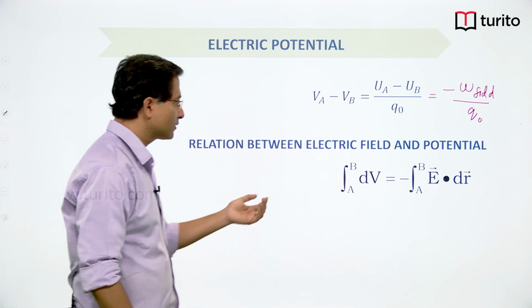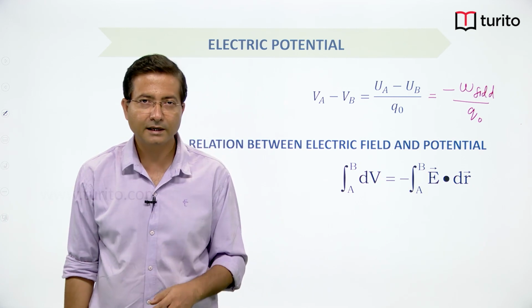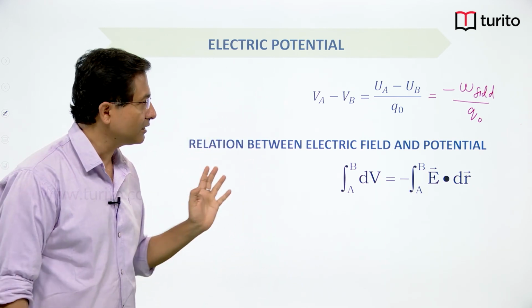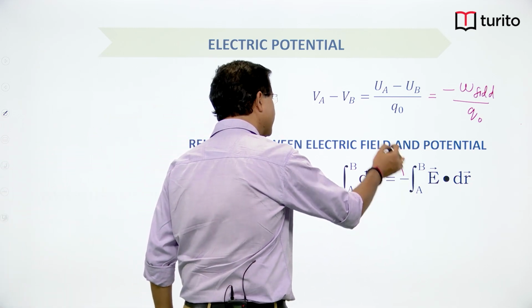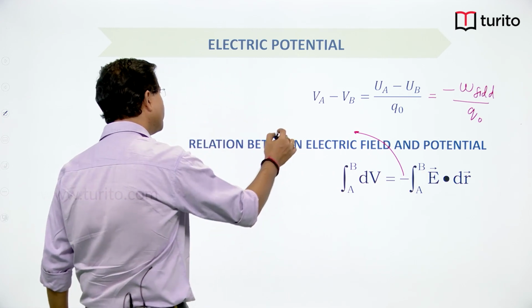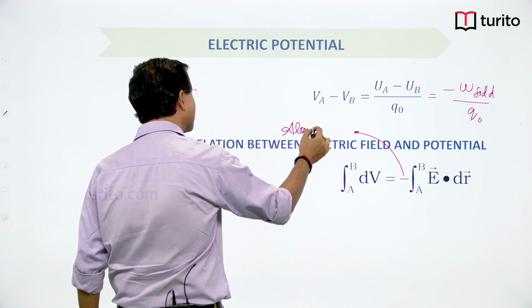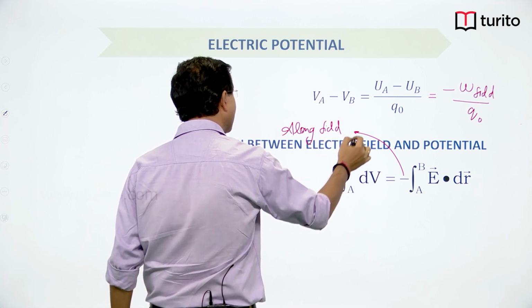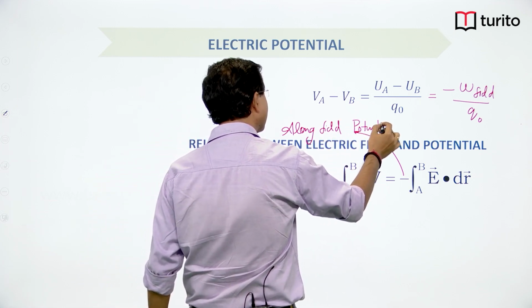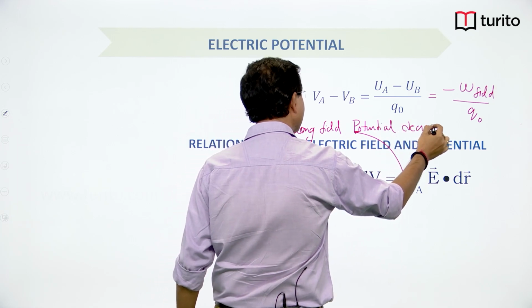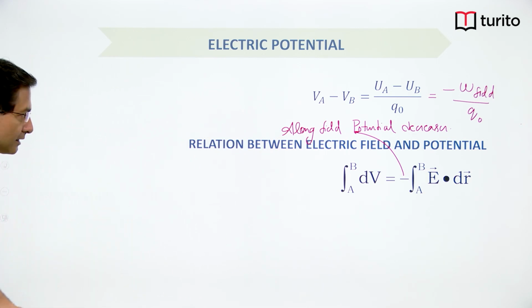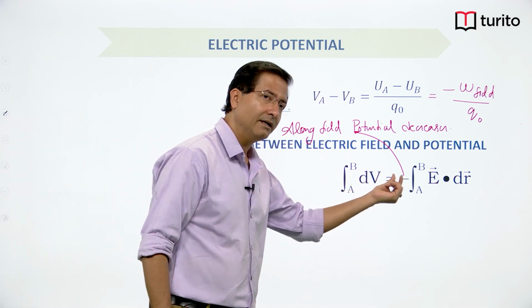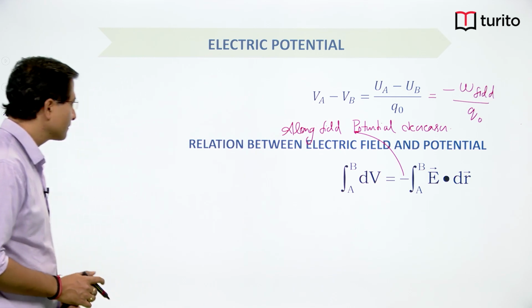Now, what's the meaning of this? dV is equal to minus E dot dr. It says that along the direction of field potential decreases. This minus sign indicates that along the field potential decreases. So, as you keep going along the field, potential decreases. That is the meaning of potential, that is the meaning of this negative sign in the potential difference expression.